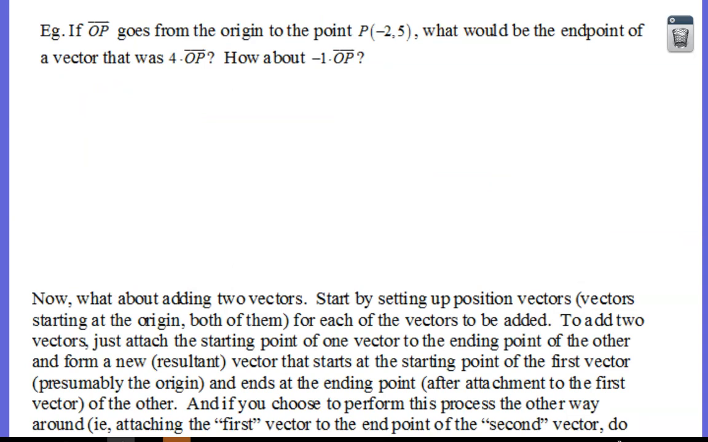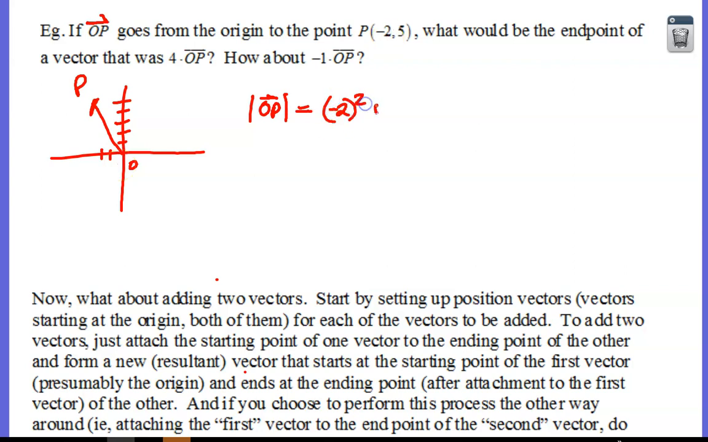Okay, so here's some quick examples. If vector OP goes from the origin out to negative 2, 5, that's a position vector because it's starting at the origin. Always draw. What would be the endpoint of a vector that is 4 OP? Well, first I'd figure out what the magnitude of OP is. Because it comes from the origin, the change in x is 2, technically negative 2, but I'm going to square it, so it doesn't matter. The change in x was 2 squared plus the change in y was 5 squared, so 4 plus 25 is root 29. So there's my magnitude of this vector.